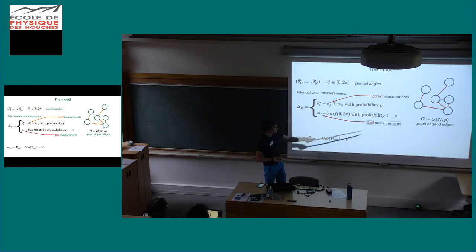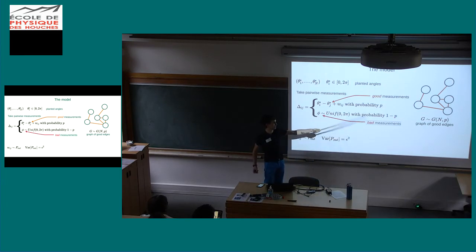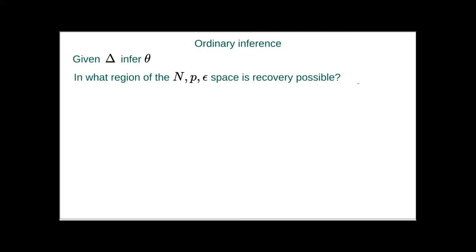And we can define a latent variable, which is the graph of good edges, which is defined in the following way. The vertex set is just 1 through capital N. And there is an edge between vertex I and vertex J whenever the corresponding measurement is good. For the moment, this graph is distributed as an Erdős-Rényi random graph with n vertices and probability p. Okay, we'll forget about this for the moment and go on with the inference.